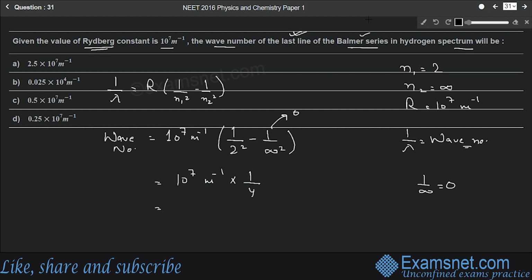So 1 by 4 can be written as 0.25, right? 0.25 into 10 to the power 7 per meter. So this is the answer. This is the wave number that we have to find out. So 0.25 into 10 to the power 7 per meter. Option D will be the correct answer.